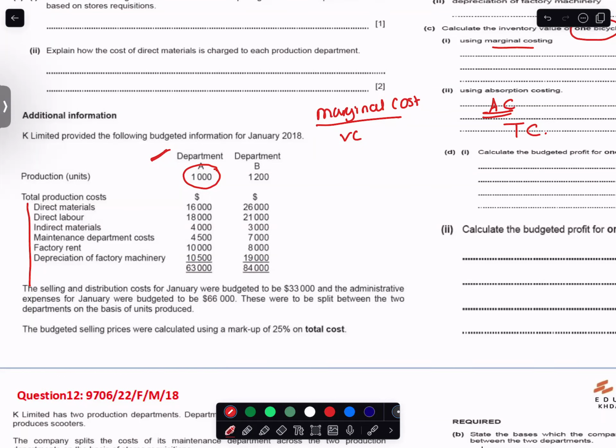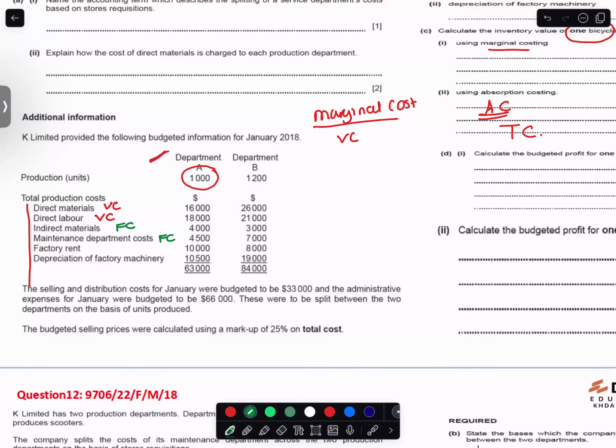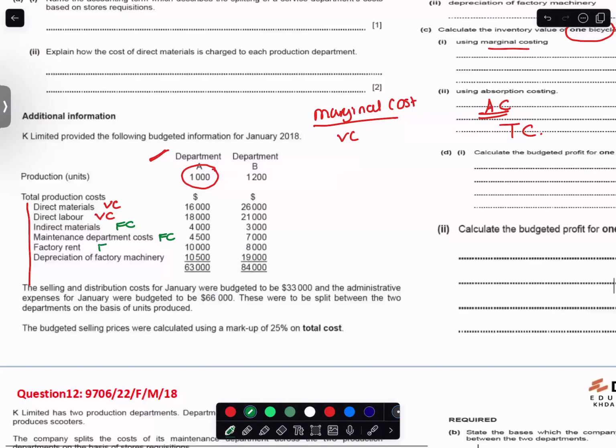Direct material is which cost? Variable. Direct labor, variable. Indirect material, fixed. Maintenance department cost, fixed. Rent is also fixed. Then selling and distribution cost is also fixed cost. Administrative cost is also fixed cost. Are you with me?